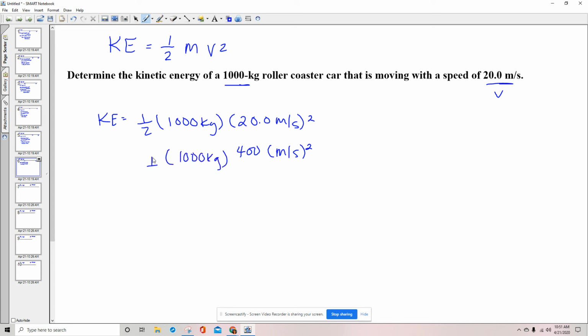kilograms, and then 1/2. So we'll multiply this, and we'll say 1/2 times 1,000 times 400 will give us 200,000 kilograms times meters per second squared, or 200,000 joules.